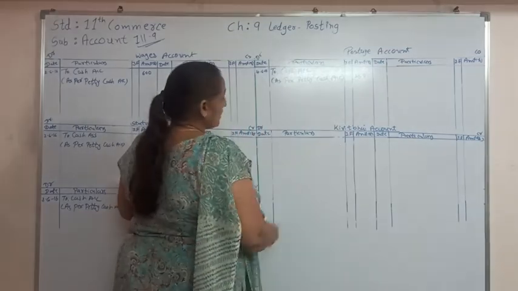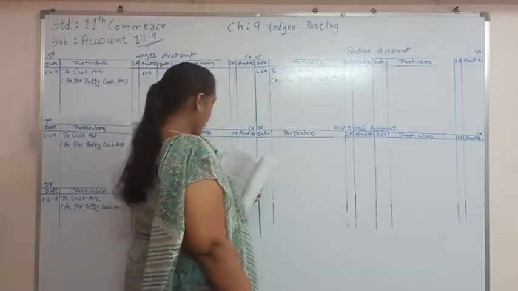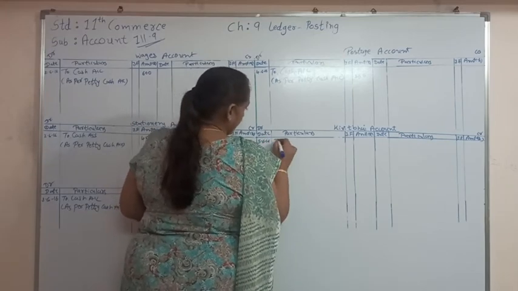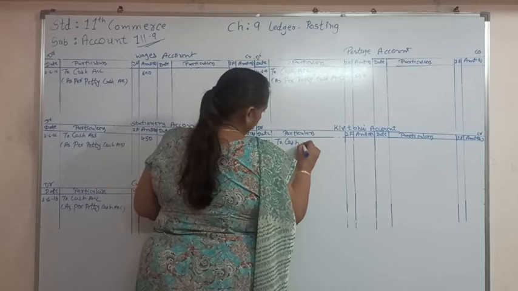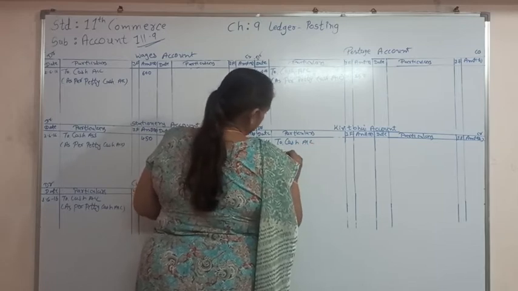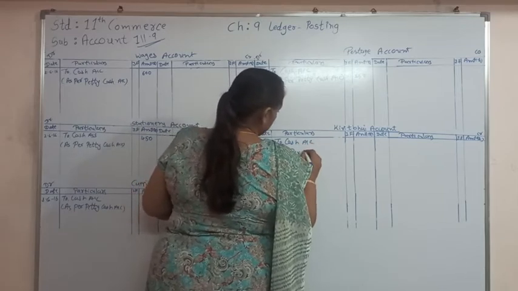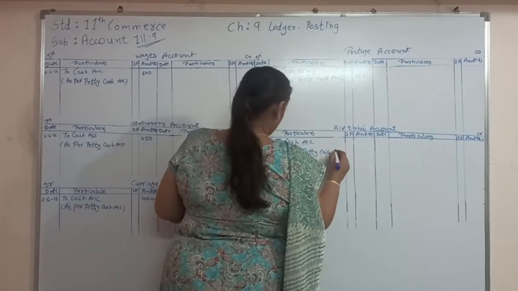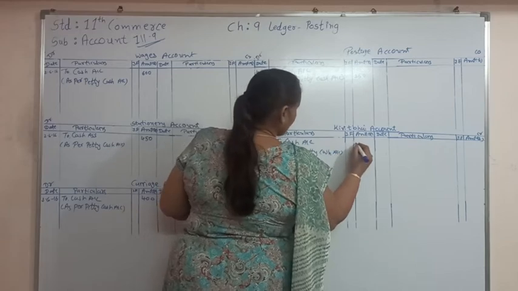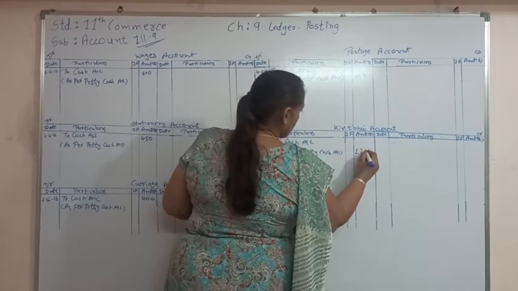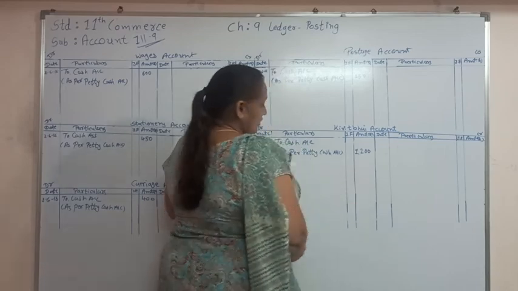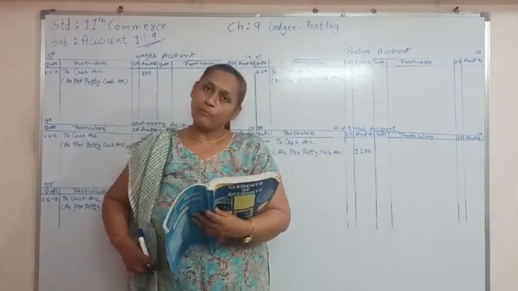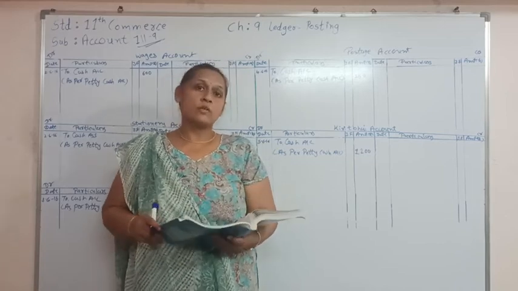Now on the debit side of Kirit Bhai account, the date will be 5/6/16, to cash account as per petty cash book, and the amount will be 1200. So this is how we have to make the posting from the petty cash book. Students, you may note down this.